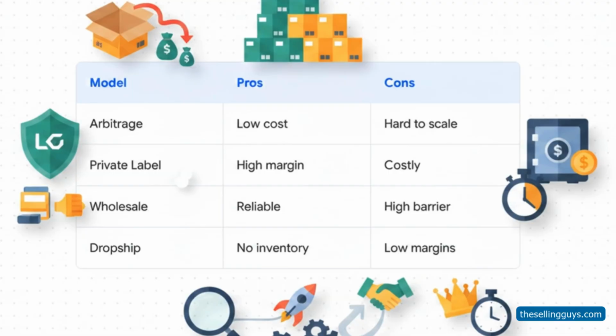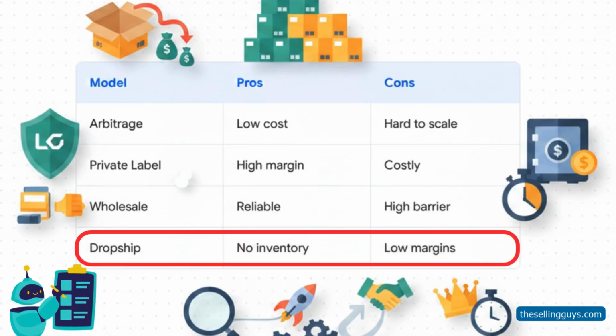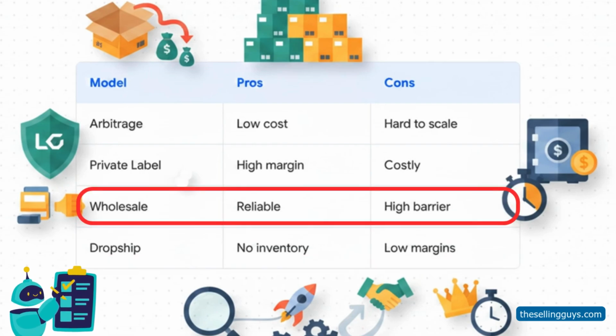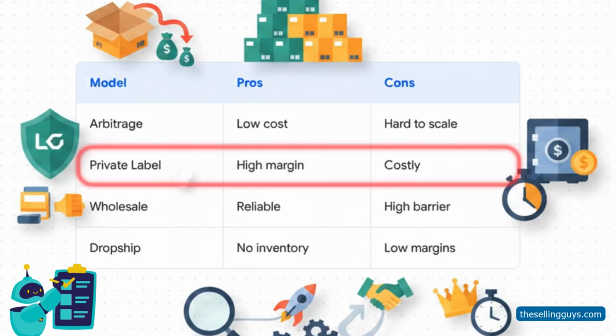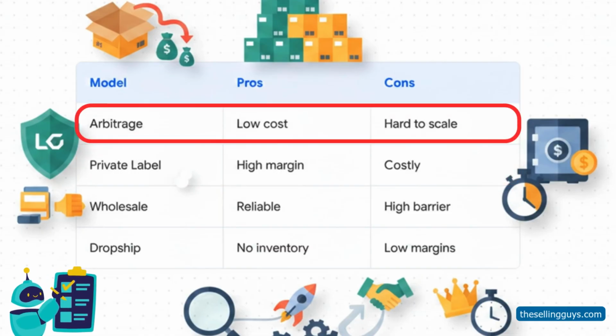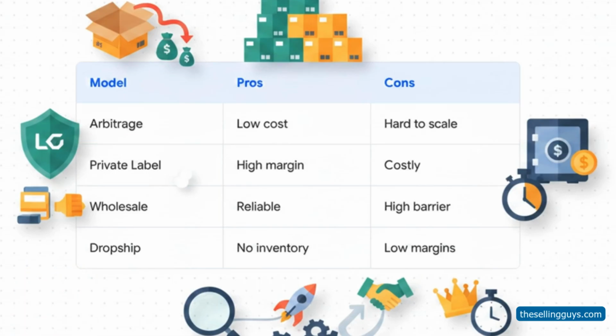So, where does arbitrage actually fit into the grand scheme of e-commerce? Well, dropshipping is easy to start, but super high risk. Wholesale gives you reliable supply, but requires big capital. Private label gives you high margins and total brand control, but takes a ton of time to launch. Arbitrage, it sits perfectly right in the middle as the ultimate testing ground. It's cheap and fast to start. Think of it as your training wheels before graduating to the bigger, more robust business models.